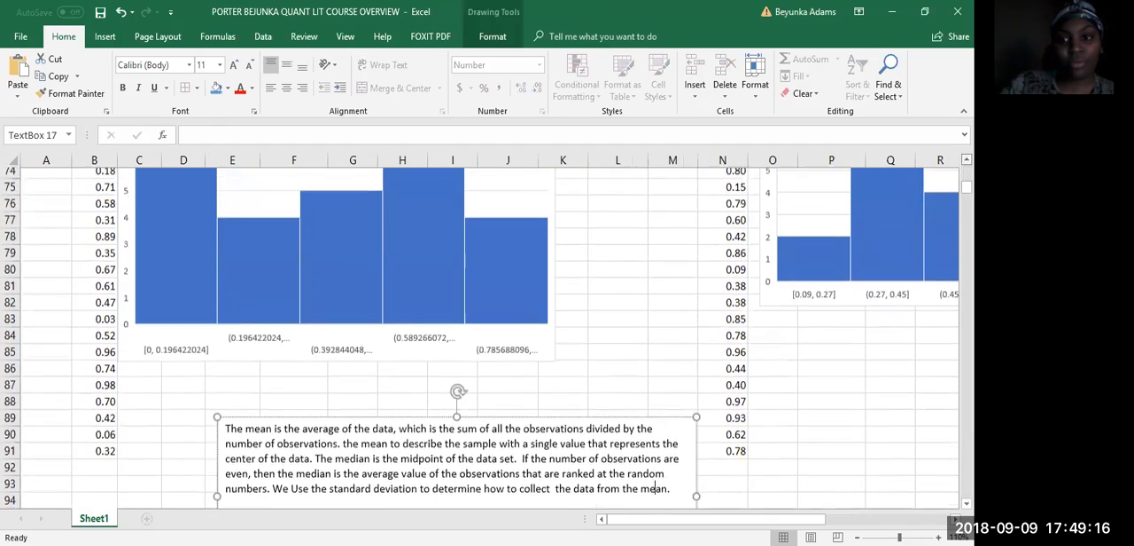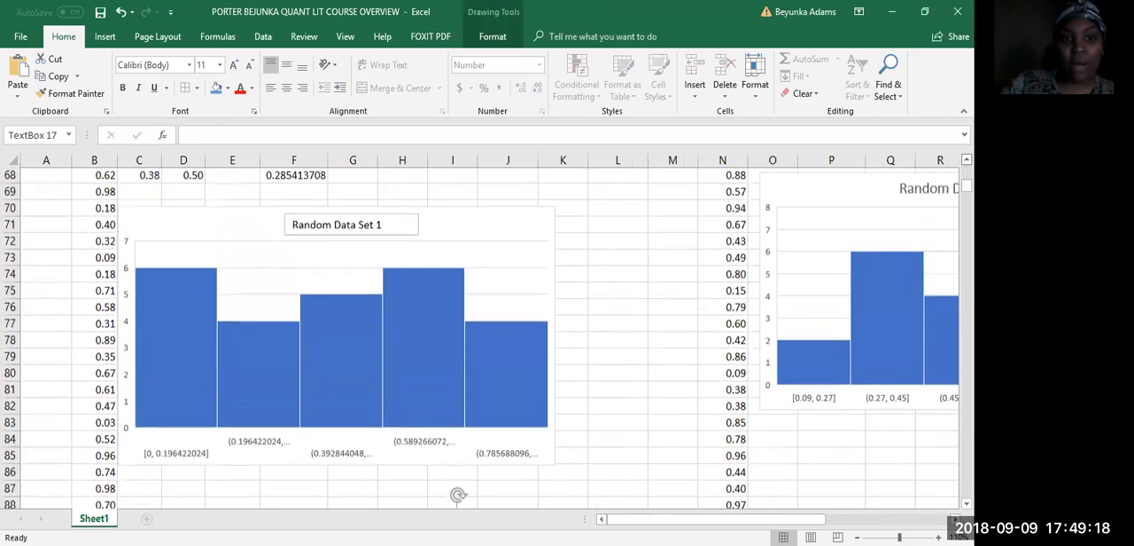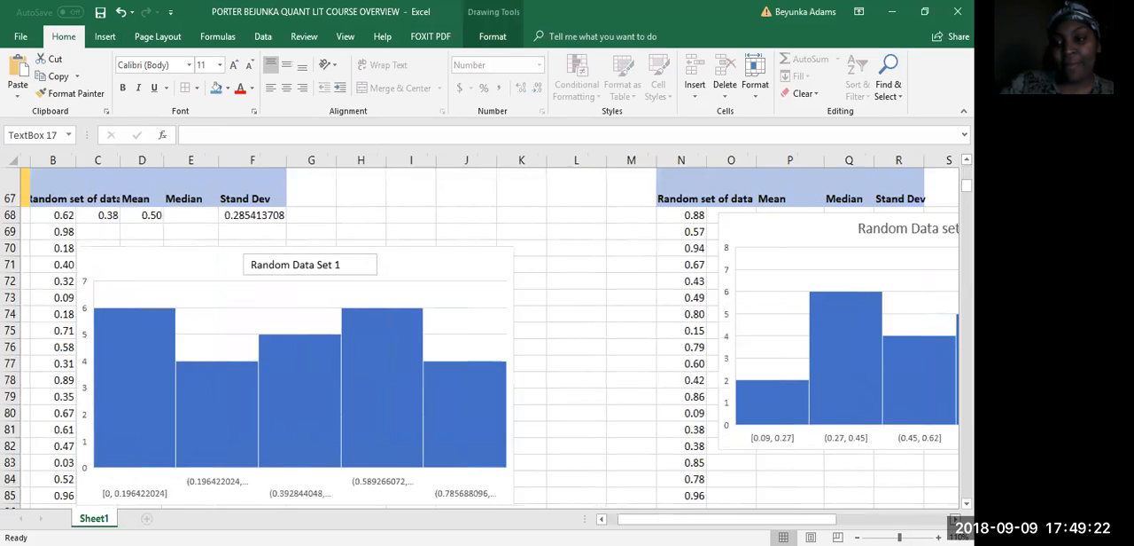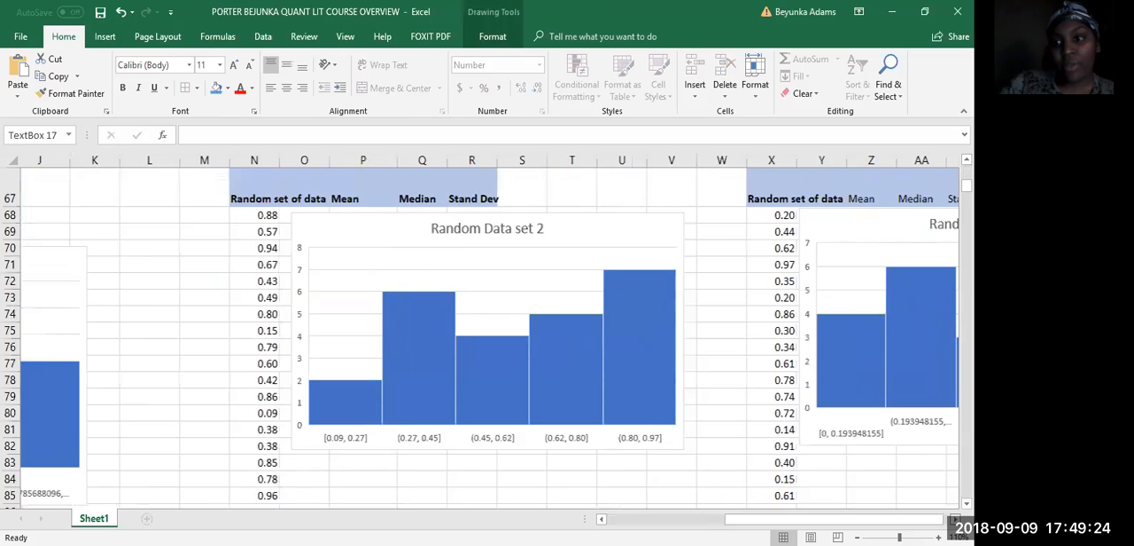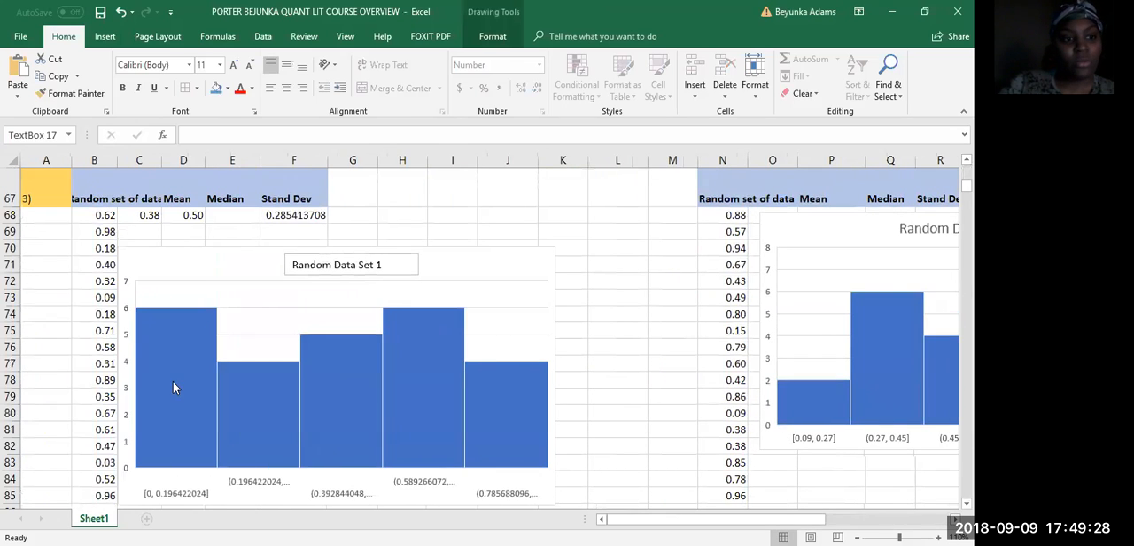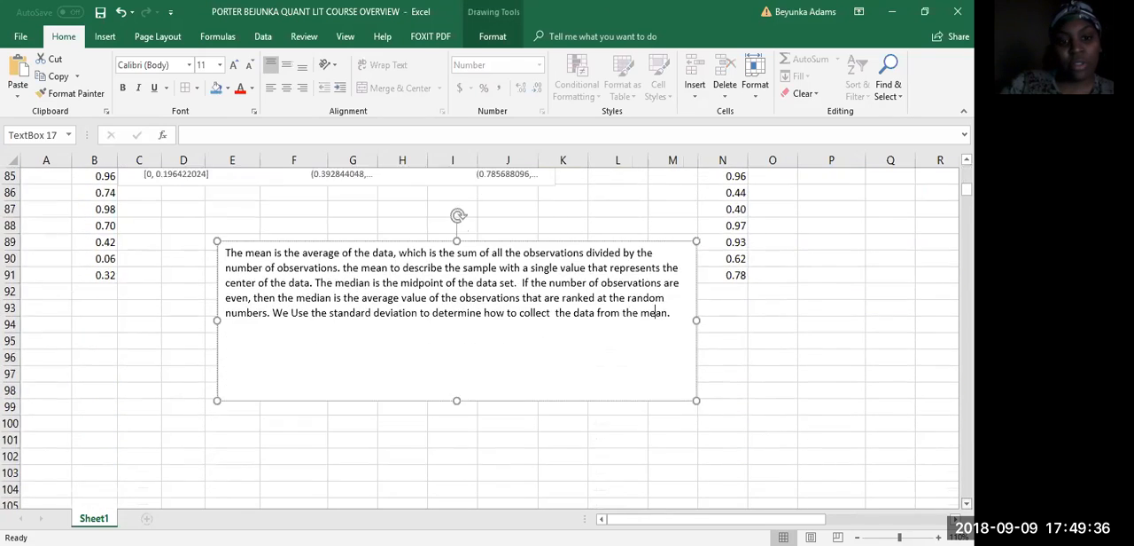Sometimes the data is spread out like the random data set 1, and then 2, and then we have 3. So basically all these random sets of numbers have a mean, median, and then the standard deviation. All right, moving on to number 4.